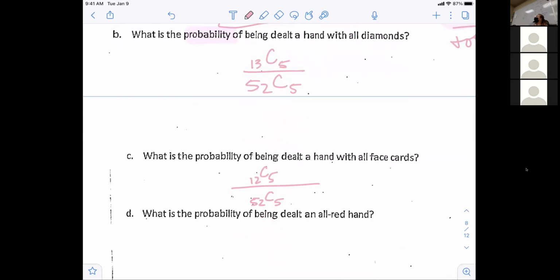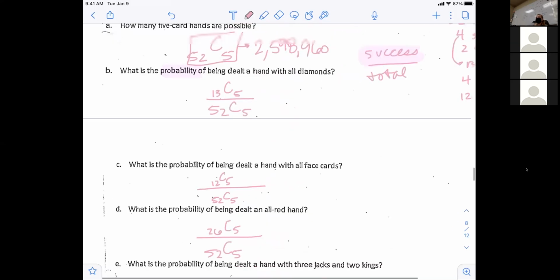All right, probability of dealing an all red hand. Okay, it's all over 52 choose 5 again. How many red cards are there? 26. And how many do I want? 5. 26 choose 5.